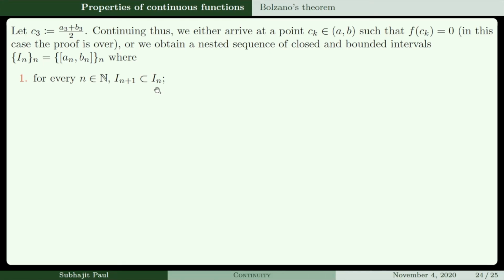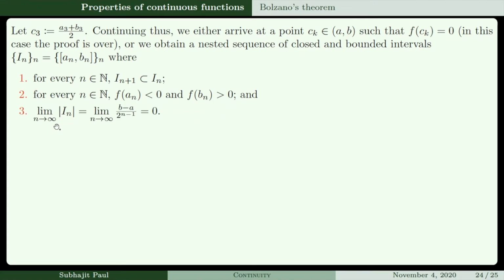We are subdividing every interval into two halves and we are keeping only one half. So the next iteration is definitely inside the earlier iteration. There is no doubt about that. For every n, the functional value at the left extremity is negative and the functional value at the right extremity is positive. That has been the crux of the construction earlier.